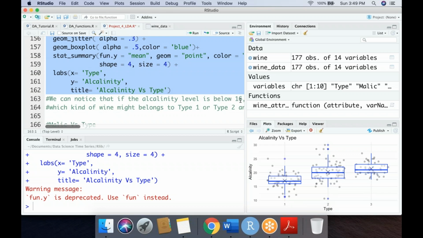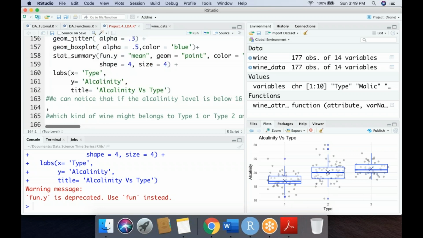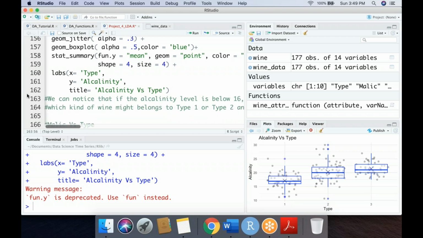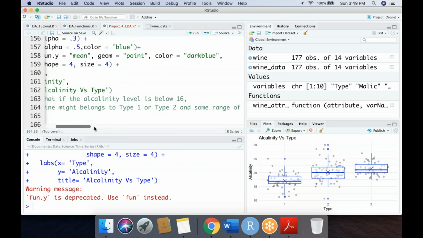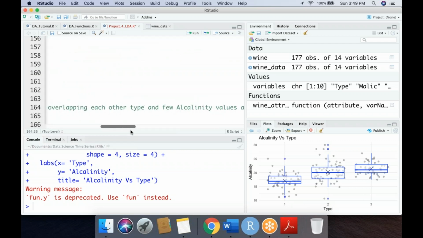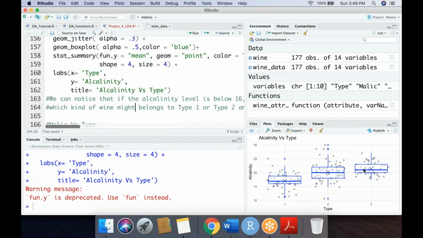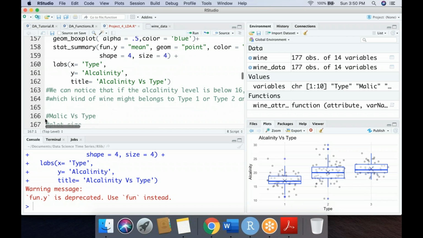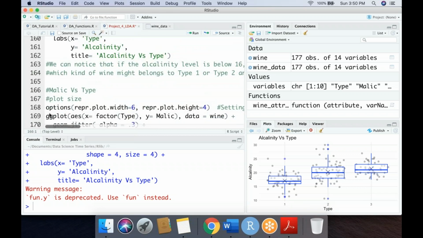So the same thing I have also tried to capture it for you. You can notice if the alkalinity level is below 16, the wine might belong to type 1 or type 2. However, some range of alkalinity is overlapping with each other in the case of type 2, and type 3 is actually giving a comparatively clear phase separation where it is above 20. Now let us go into the next parameter and the relationship with the predictor.